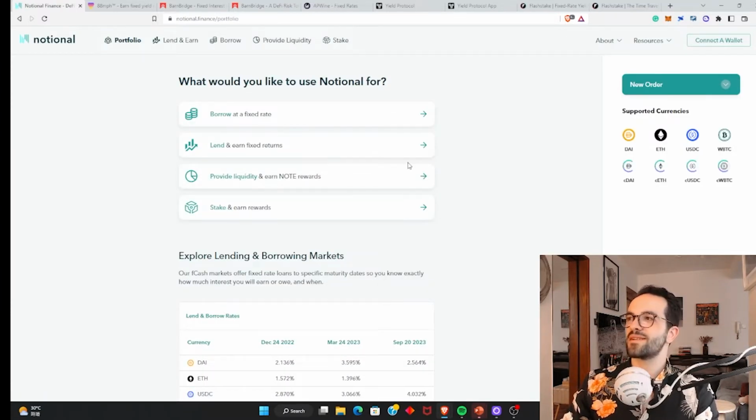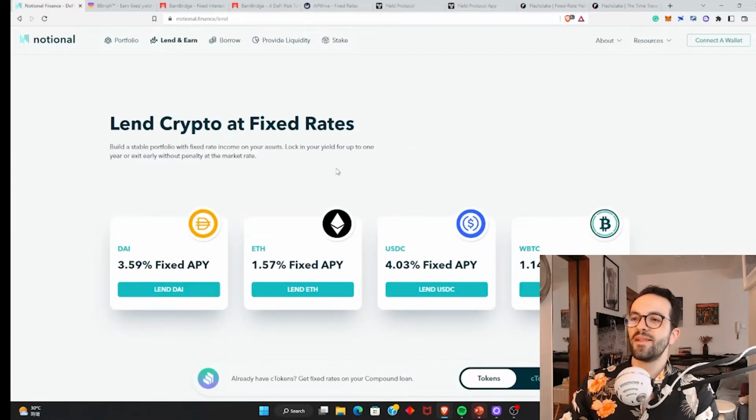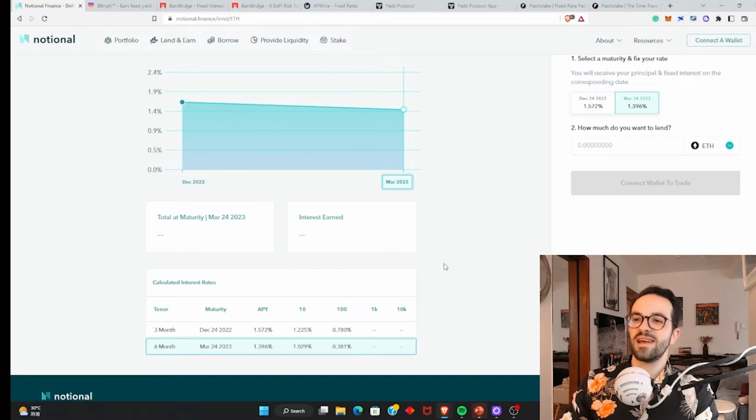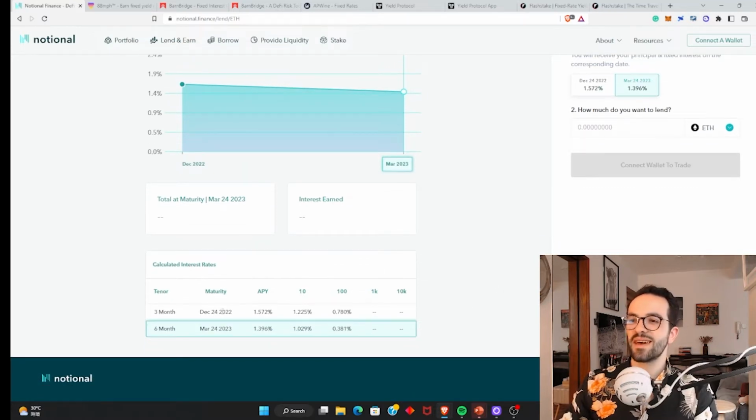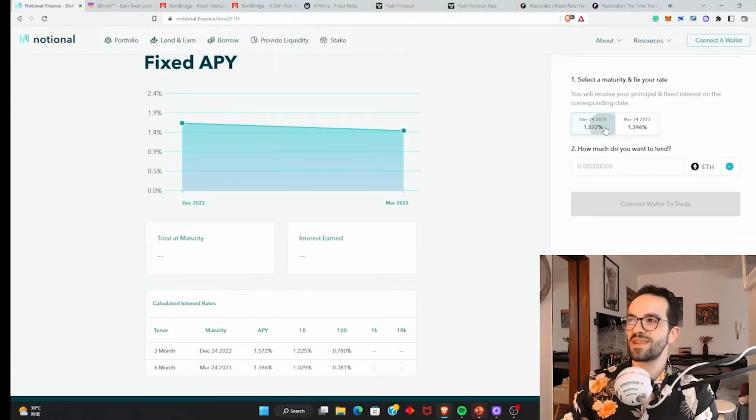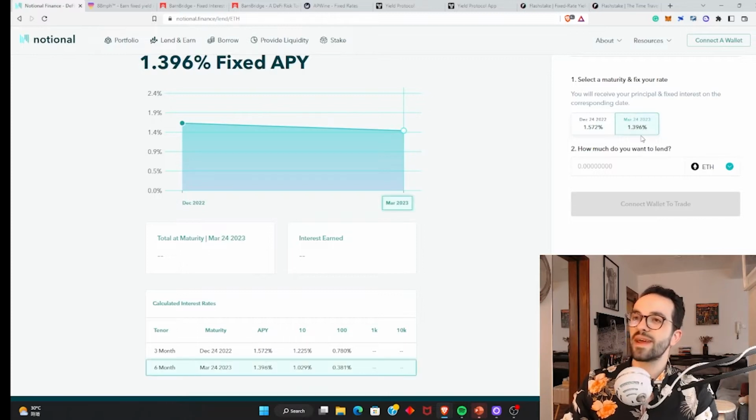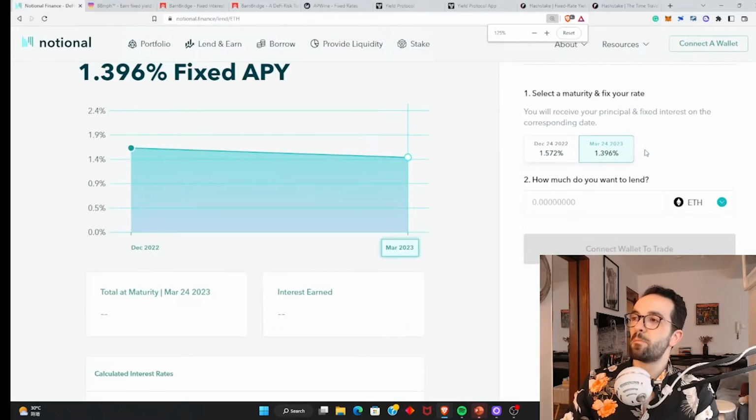So I'll have to lock my ETH for a period of time. And again, you can explore the platform around, but I can lend and borrow at fixed yields, and you can choose here if you want 3 or 6 months. So 3 months will be December 24, 6 months March 24, and as you can see here, the March rate will be lower because it's a longer period of time.